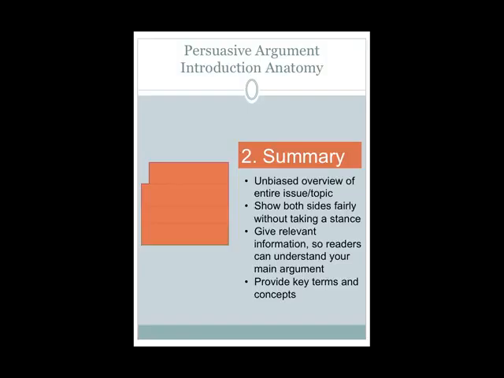That's important because if you're using all kinds of keywords or key terms and concepts that have specific meanings, and your reader doesn't know what they mean, it'll be hard for them to follow your argument. So you want to make sure you give any important information that someone would need to understand where you're going in your essay. So that's where your summary paragraph should go and the important parts of it.